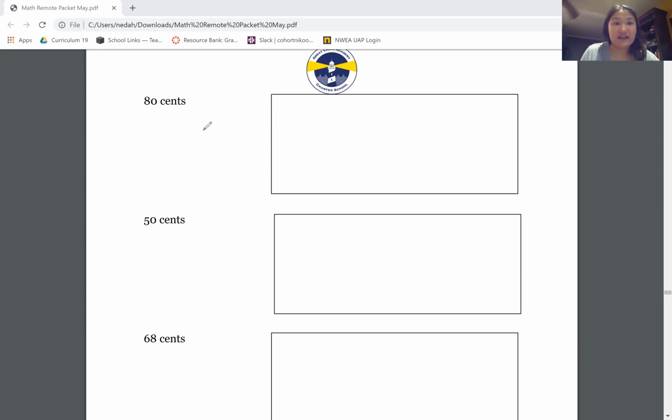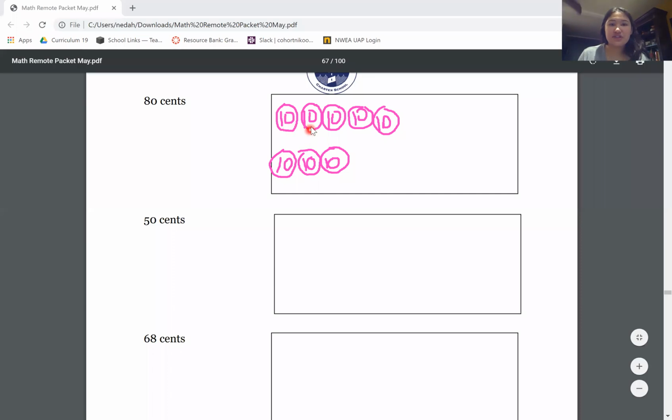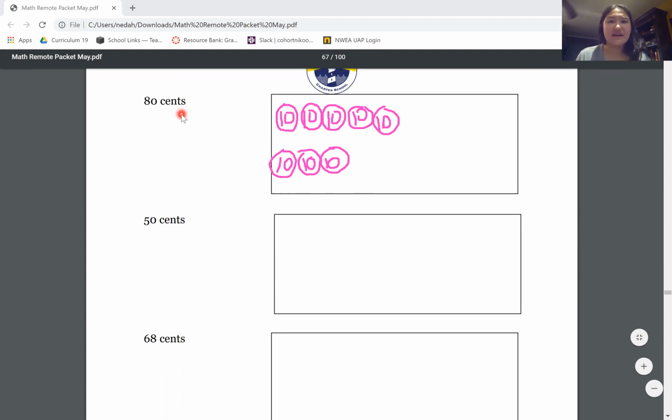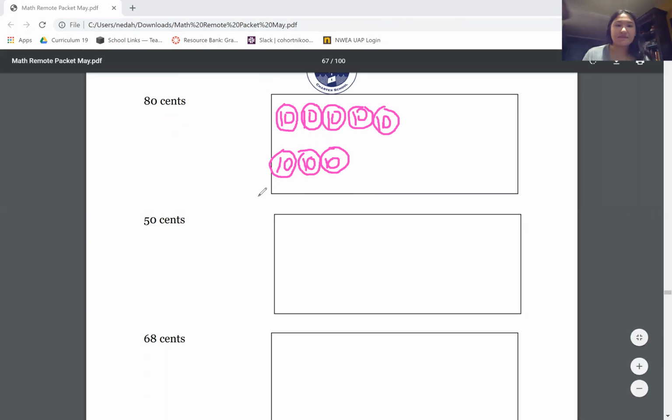Okay, let's get started. Only using dimes, how many dimes do you need to make 80 cents? Pause and draw the number of dimes you need to make 80 cents. How many dimes did you draw? Let's count. We have 1, 2, 3, 4, 5, 6, 7, 8. 8 dimes we need to make 80 cents. How many tens are in the number 80? That's right, 8 tens.